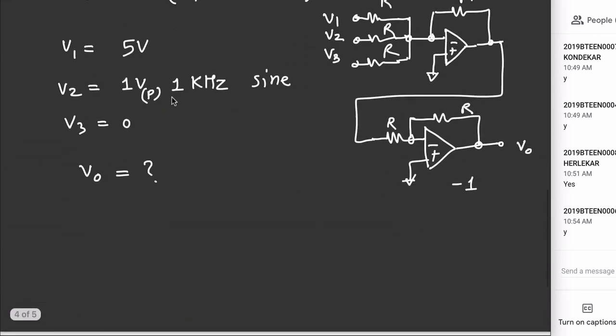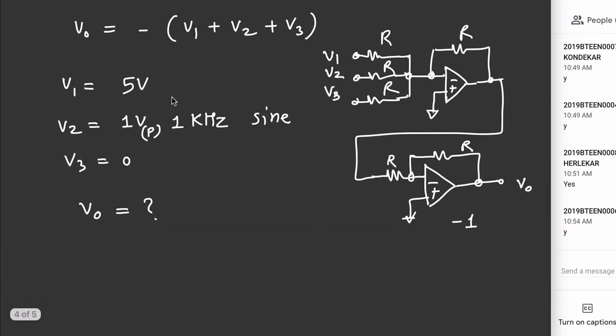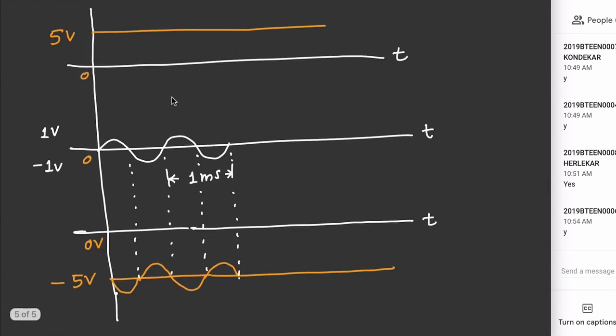Now let me change the problem from a fixed 5 volt to a 2 to 3 volt variable. Now how do you get variable? We have a potentiometer. It is connected to say 5 volt, and we are adjusting this in such a way that the output is 2 to 3 volt variable. So what will be the change in the output waveform?